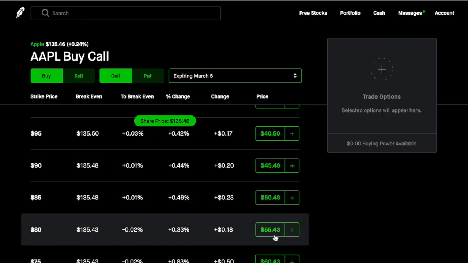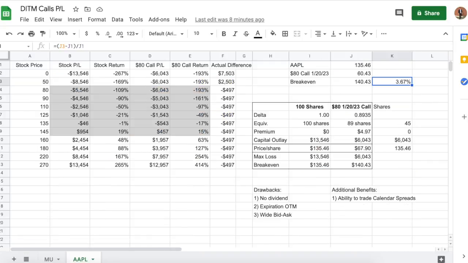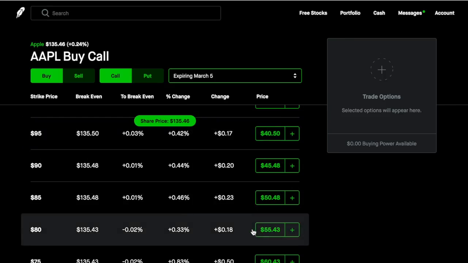It is $5,543 to buy this. Or I can buy one over a year and a half out for $6,043, okay? So you're spending an additional $500 for another year and a half of time until expiration, okay? So you just stack the odds that much more in your favor, okay?